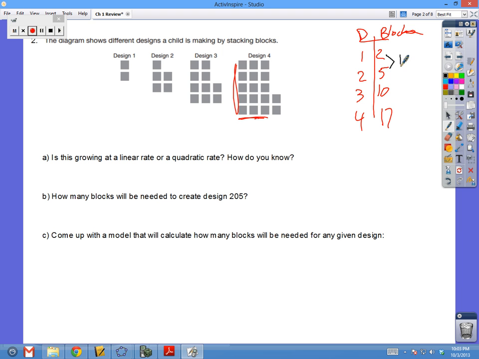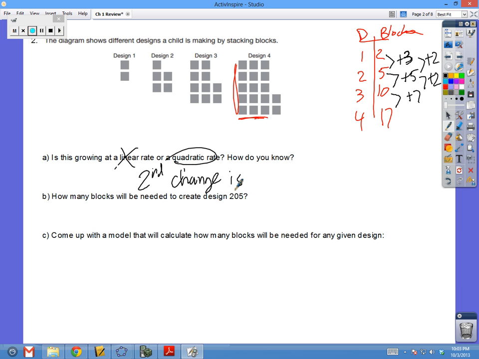Now all we've got to do is figure out how fast it's changing. 2 to 5, that went up 3. 5 to 10, that went up 5. 10 to 17, that went up 7. So I know it is not linear. So it must be quadratic. 3 to 5 is up 2. 5 to 7 is up 2. Yes, it's quadratic. How do I know? Because my second change is constant.